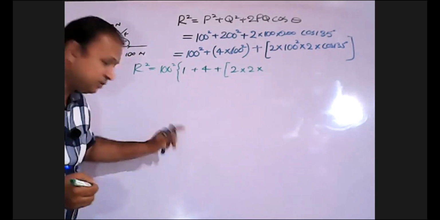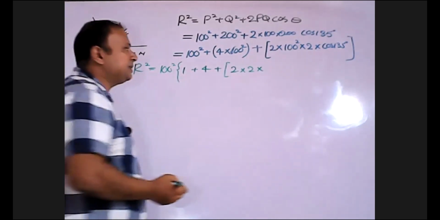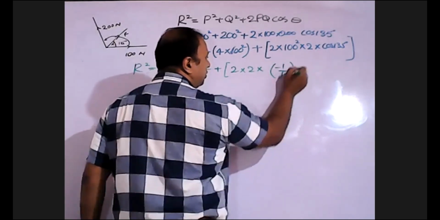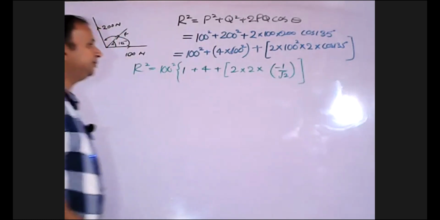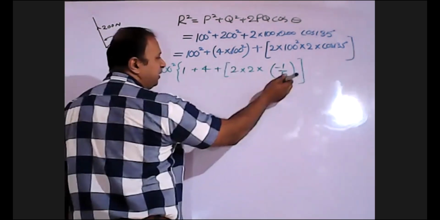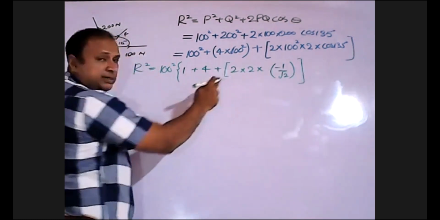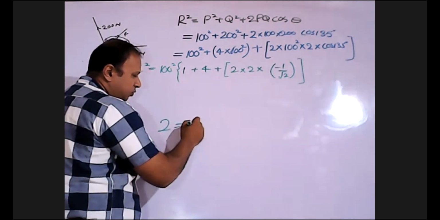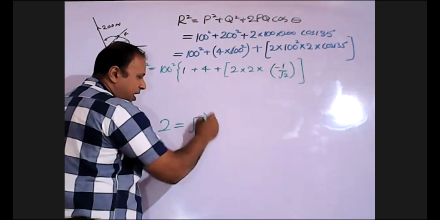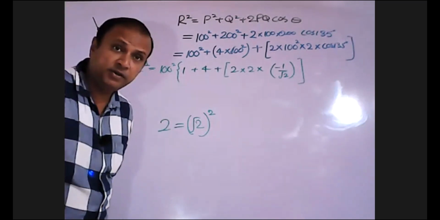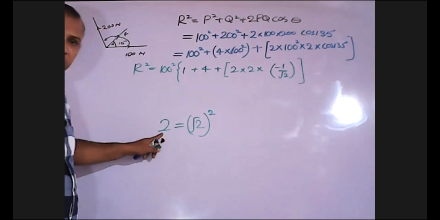Cos 135, we have simplified this one. It is equal to minus 1 over root 2. Okay. If you simplify root 2 with 2, 2 means I can write 2 as square of root 2. 2 is equal to square of root 2. Can you understand this one?